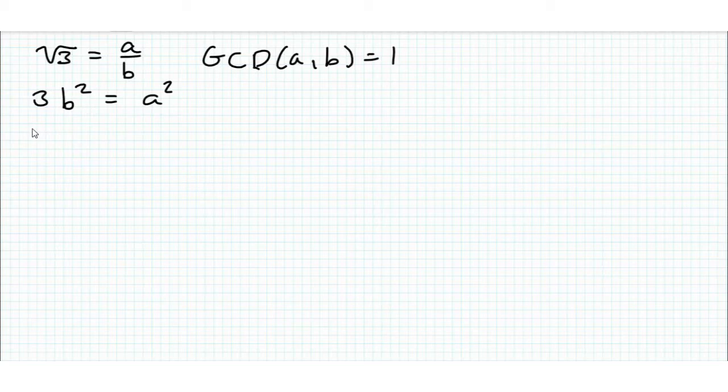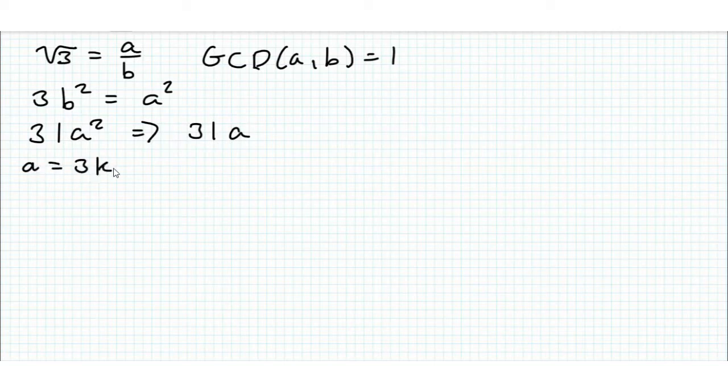Well, that means that 3 divides a squared, meaning that a squared divided by 3 is an integer, but that also means that 3 divides a. Okay, so if 3 divides a, then we can write a is equal to 3k, where k is some integer, and then we can substitute that into here, so we get 3b squared is equal to 3k all squared.